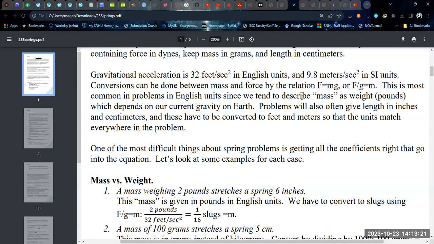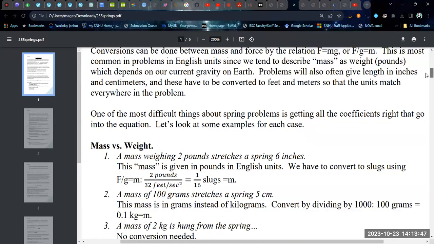When we have to do conversions between mass and force, force is equal to mass times gravity, or force over gravity is equal to mass. Sometimes we do this because in the English unit problems, we're given force in pounds, weight, and that has to be converted to mass units for our problem.